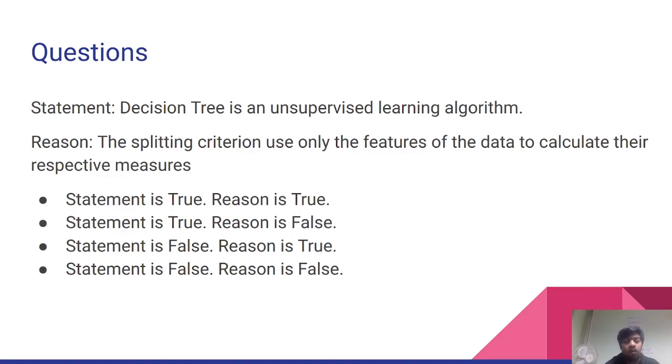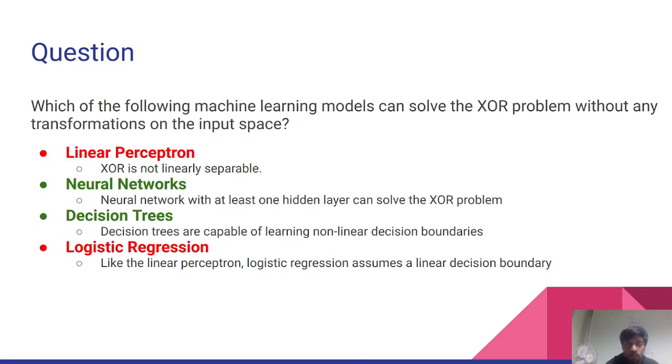Then we have two statements. So decision tree is an unsupervised learning algorithm. Is it correct? And then we have another, a supporting statement about splitting. So what was the answer for the previous question? Yeah. Decision trees and neural networks. Okay. Yeah.